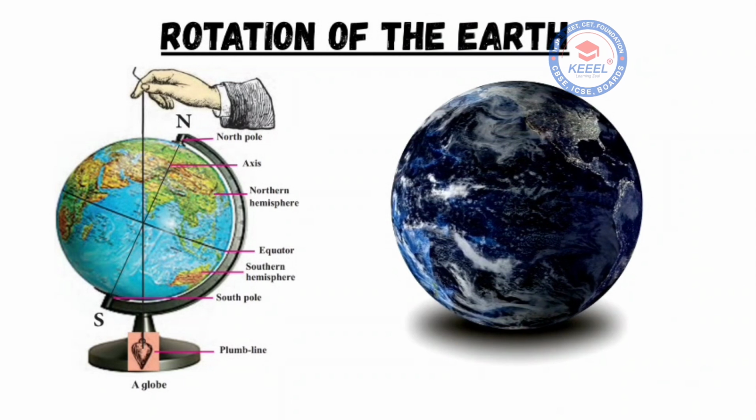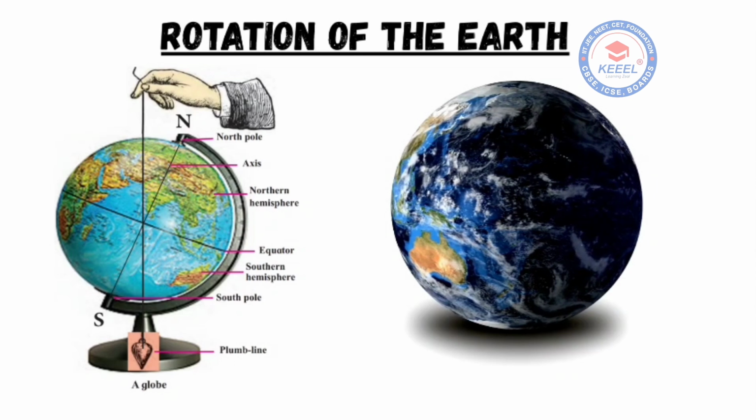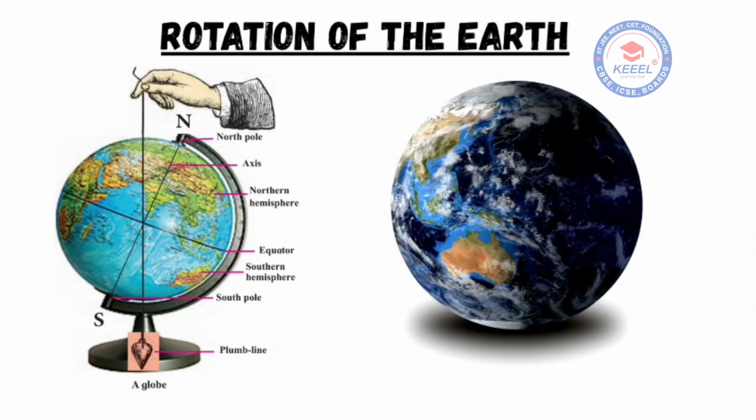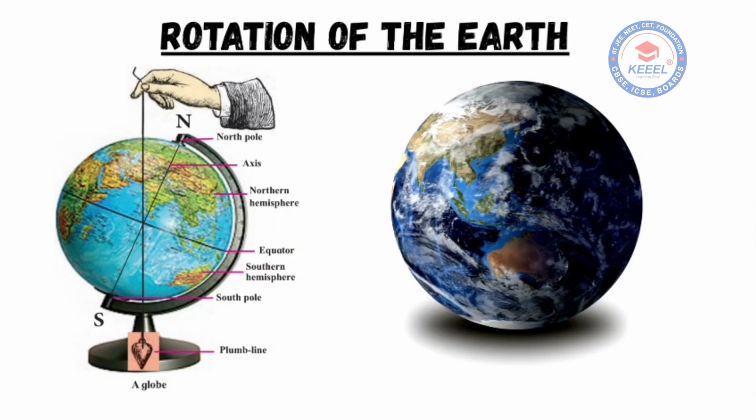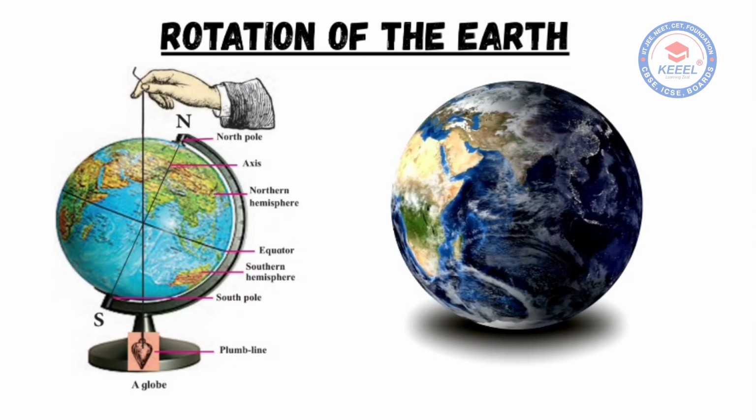This rotation causes day and night. Example, when your part of the Earth faces the sun, it's day. When it turns away, it's night. That's how day and night keep happening every day.